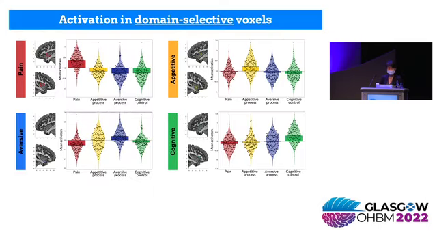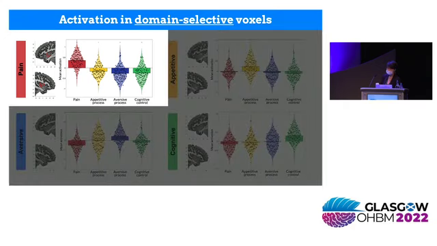Then we checked these selectivity patterns by looking at their activation profiles for each domain. In the interest of time, let me focus on the pain-selective regions here. So here we can see the pain-selective region indeed shows a higher activation for pain compared to the other domains.